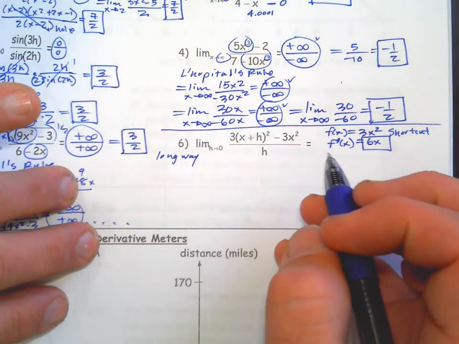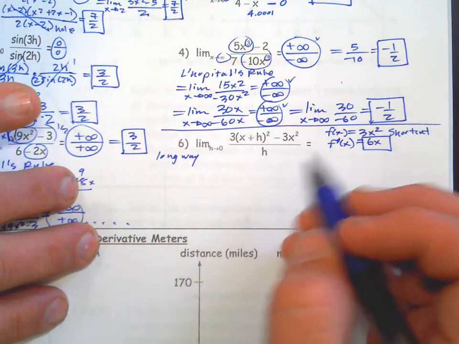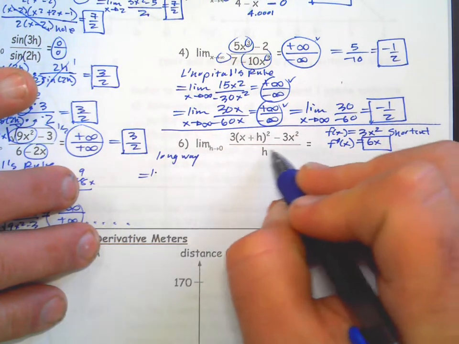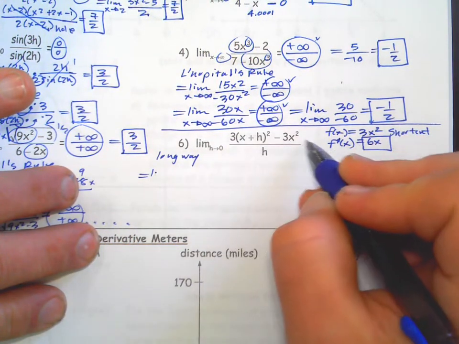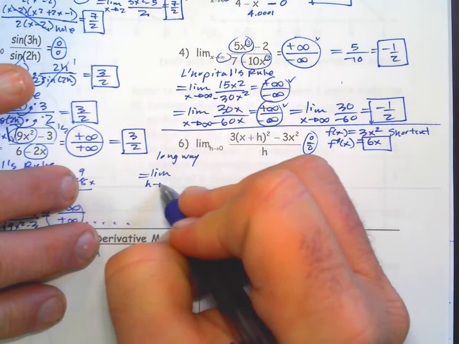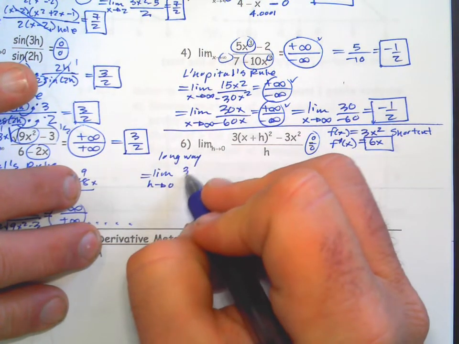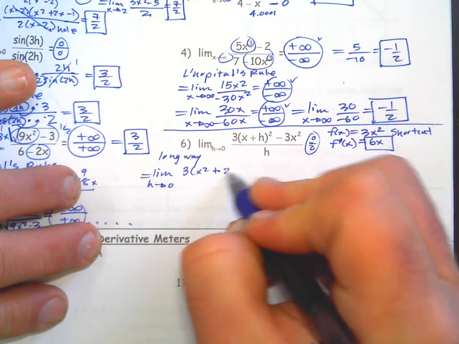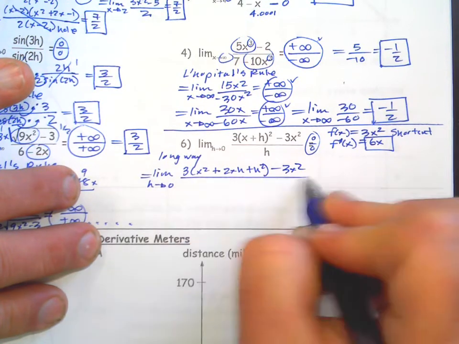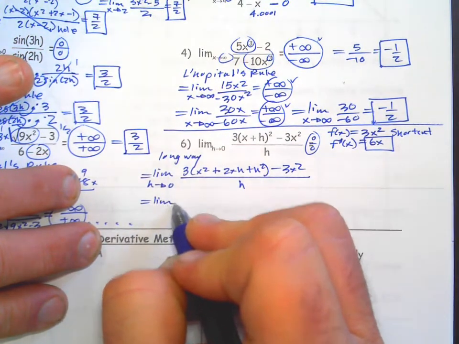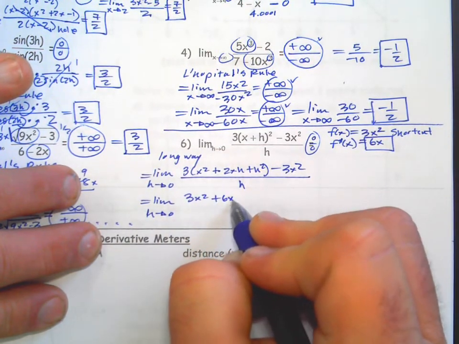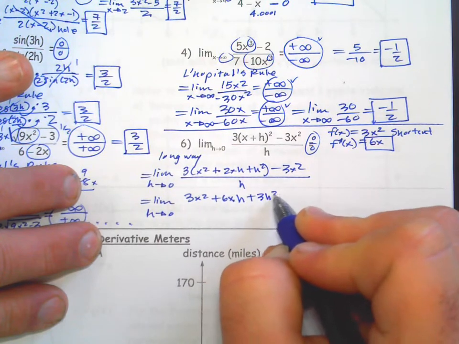This one, we're probably not going to use Pascal's triangle because it's just squared, so you could FOIL that out in your head or on paper without too much work. But what we get when we plug h equals 0 and get 3x squared minus 3x squared is 0 over 0. So this is a hole. And so the long way is to find the hole and factor it out. So it's going to be 3 times x squared plus 2xh plus h squared minus 3x squared over h. This one's not that bad. As far as long way, this one's kind of nice. 3x squared plus 6xh plus 3h squared minus 3x squared.